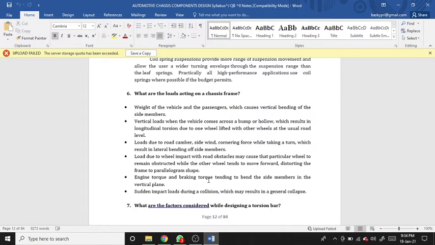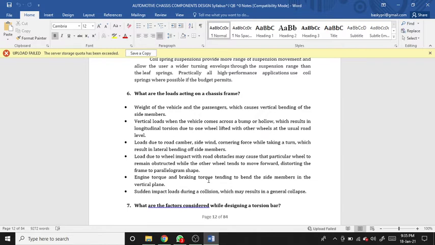Similarly, passenger weight: for example, if you are taking a bus, the maximum capacity is given based on that design. Beyond that limit, if you have more passengers, there will also be certain problems. Immediately the chassis won't fail, but if the same issue happens day by day over a period of time, definitely the chassis frame is going to fail. Maybe a self weight of the vehicle or more passenger weight than the recommended design value causes vertical bending of the side members. In the frame we have a cross member and side member, and definitely the side member is going to be affected first.